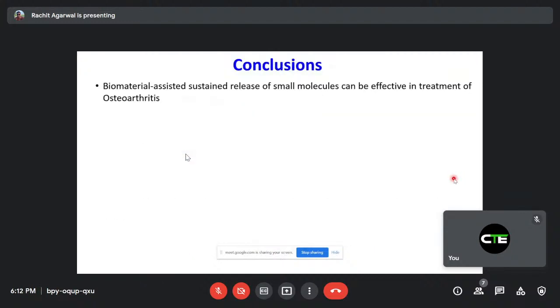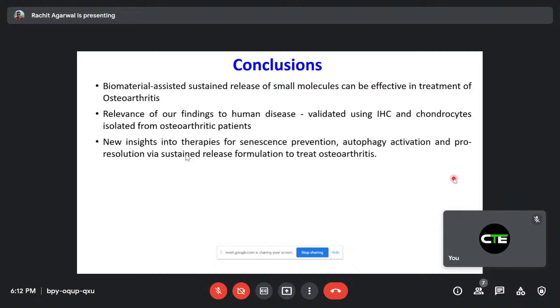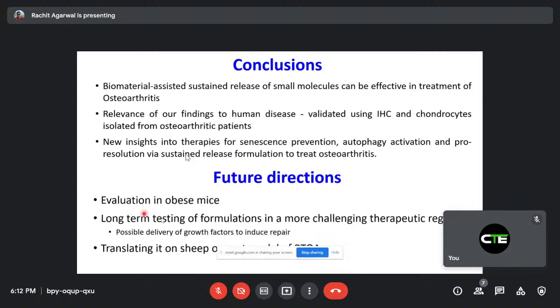In conclusion, I just wanted to finish by saying that the biomaterial-assisted sustained release of these small molecules can be quite effective. There is relevance to human findings. We've been using primary chondrocytes and tissue derived from human patients. It also provides new insights into how you can prevent senescence, not just kill senescent cells, via autophagy activation. In future, we are looking to evaluate in obese mice. Again, obesity is heavily linked with osteoarthritis. We also want to do long-term testing of these formulations, maybe put in growth factors to see if we can even repair it, and translate it to large animal models.